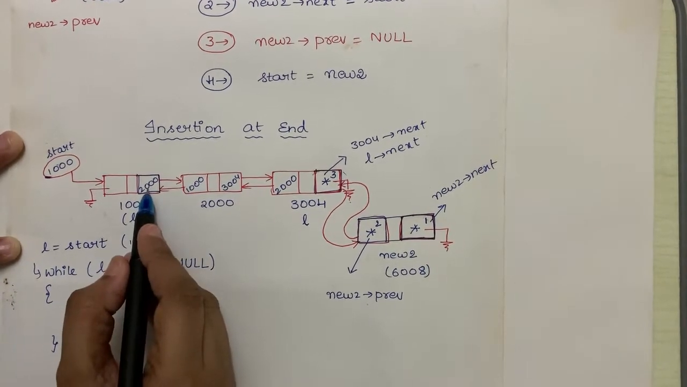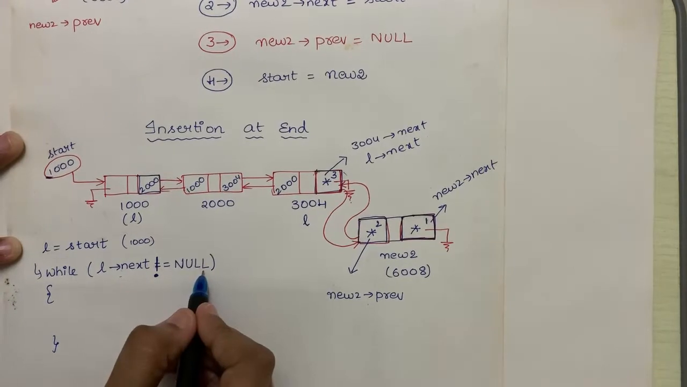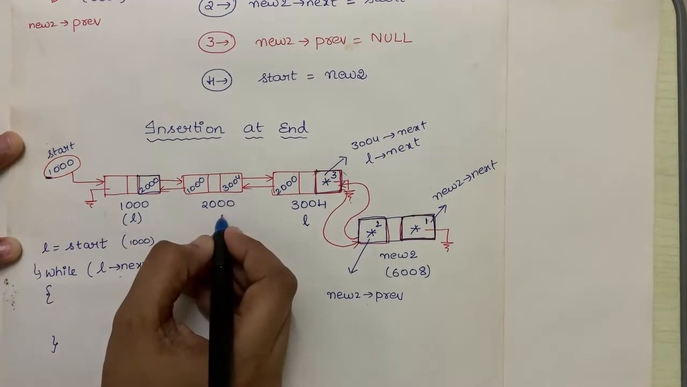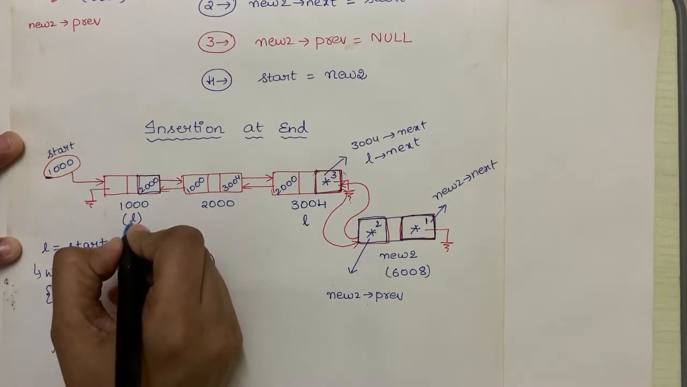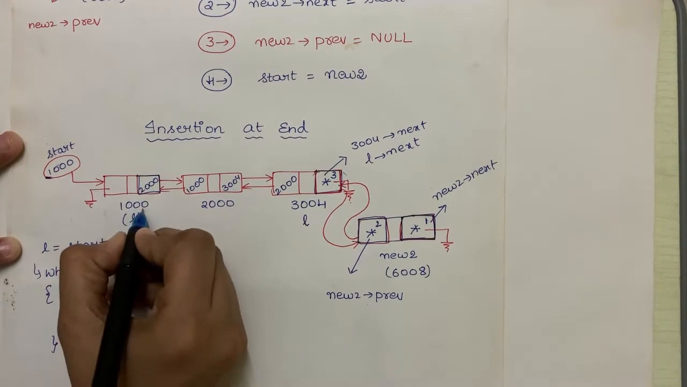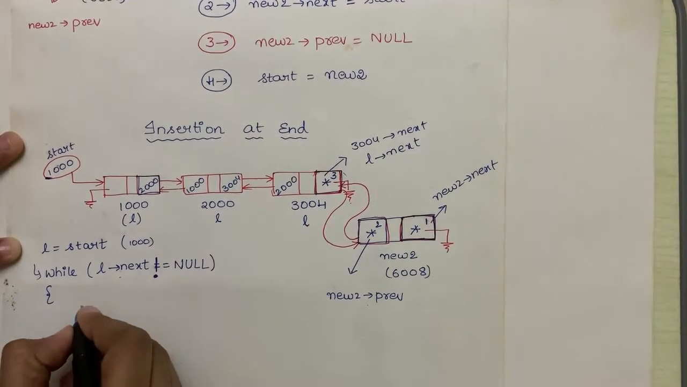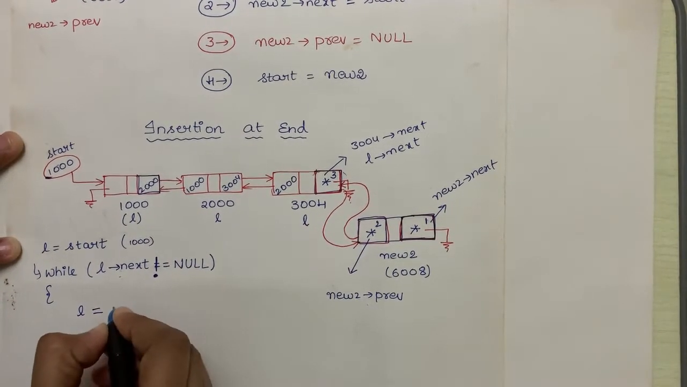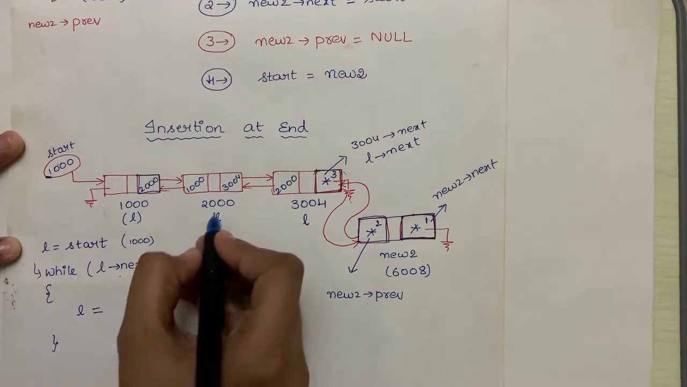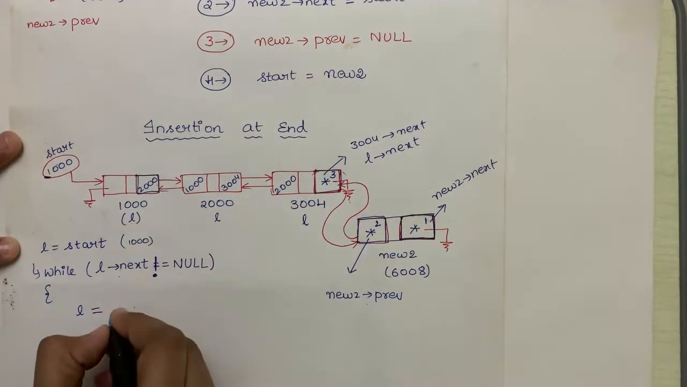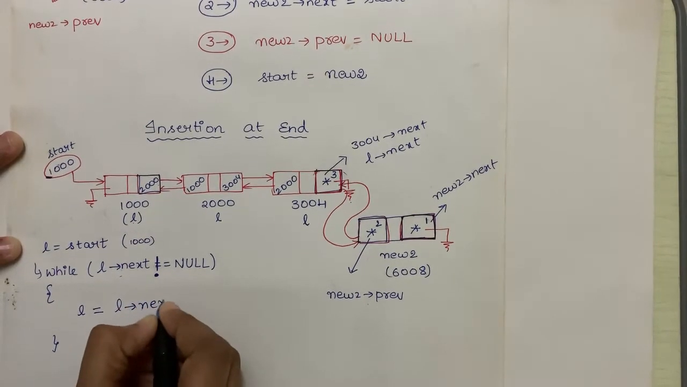L next is 2000. 2000 not equal to null condition is true. So L should jump from first node to next node. That means the previous value of L is 1000. Now the new value should be 2000. That means the L value must be modified to 2000. What is the name of this 2000? 2000 name is L next. So L is equal to L next.